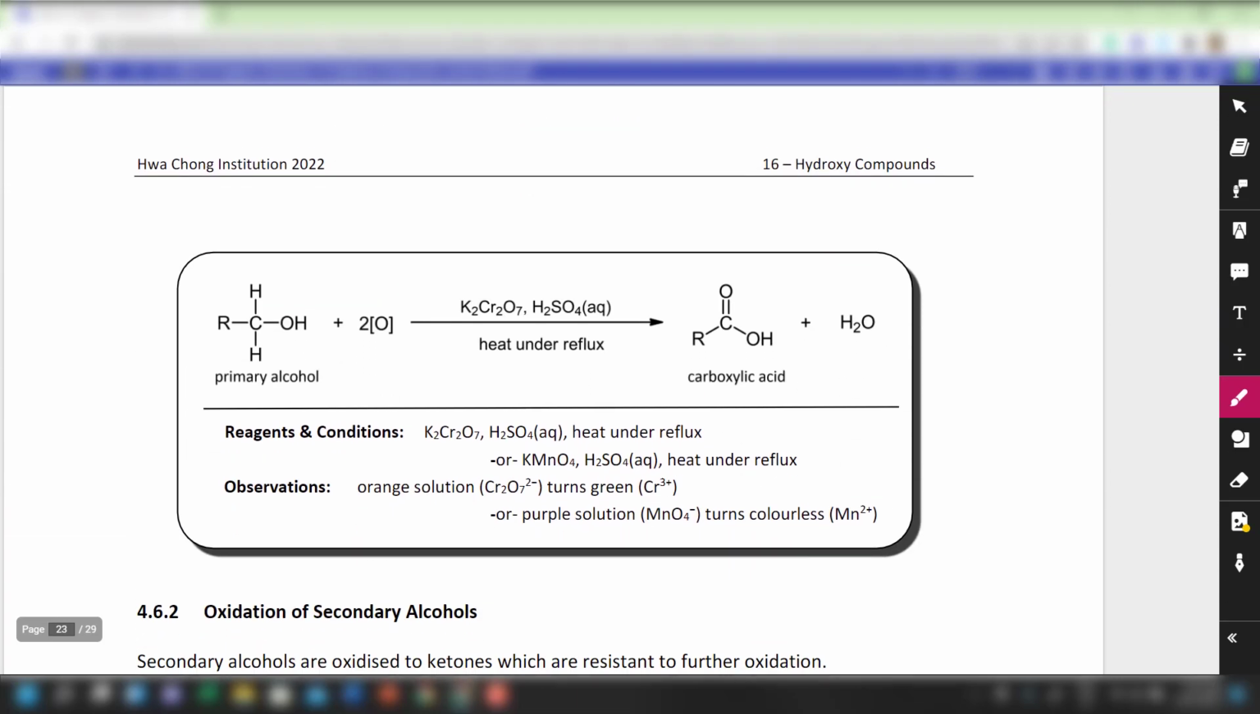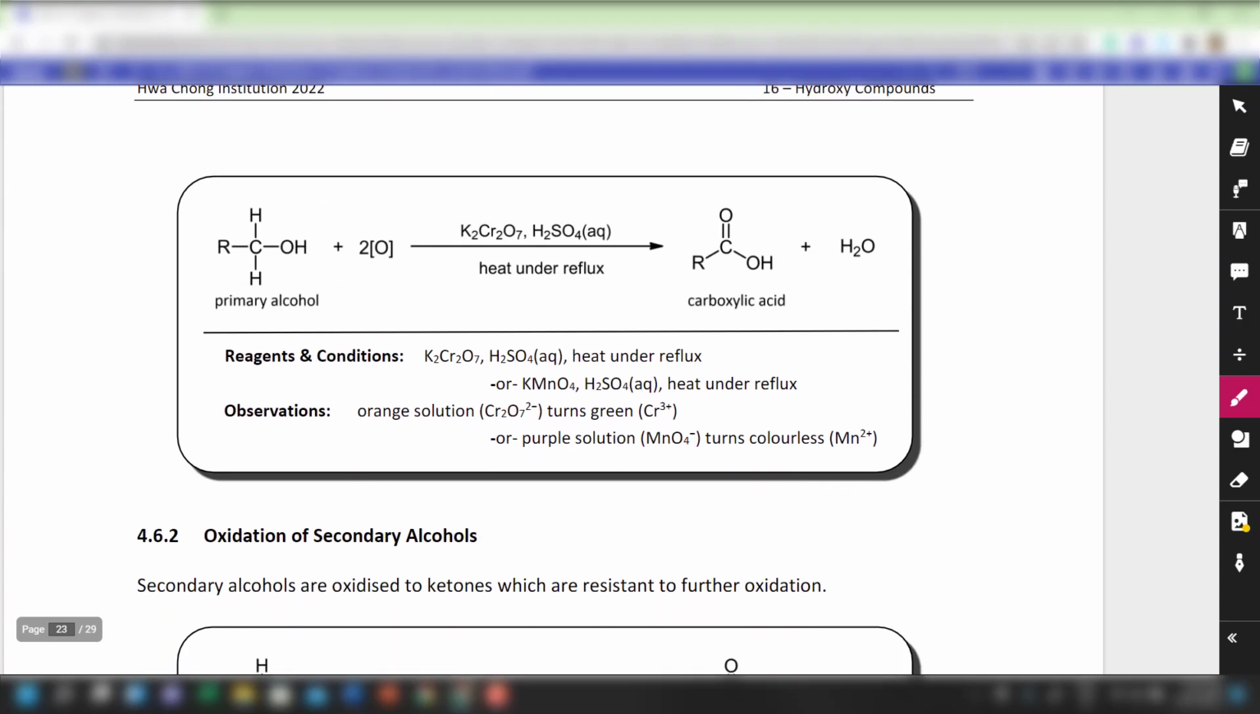So potassium dichromate with sulfuric acid heats under reflux. That's the difference. The earlier one is heat with immediate distillation. This is heat under reflux. So there's a difference, and this usually takes a slightly longer period of time.